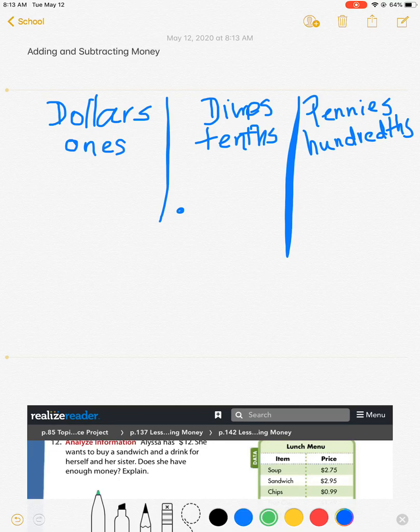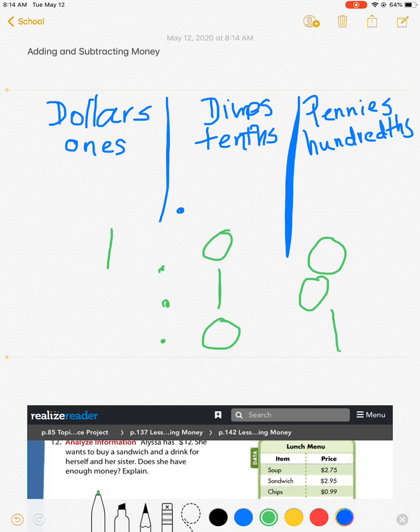Let's go over the values of these. Remember, a dollar, that would look like this, one whole dollar. A dime, how much is a dime worth? How many cents is a dime? A dime is 10 cents, so that would go after our decimal. And how much is 1 penny worth? A penny is 1 cent, so that's nothing in the tenths place and a 1 in the hundredths place where your penny would go. Okay?